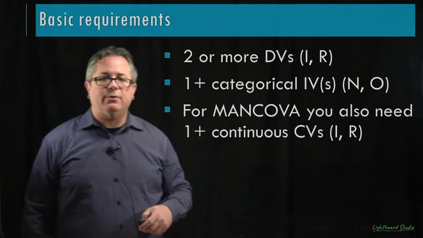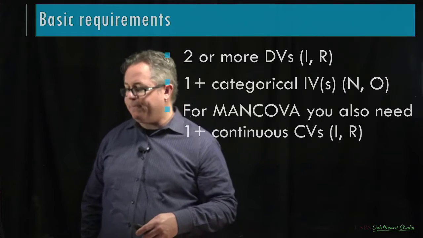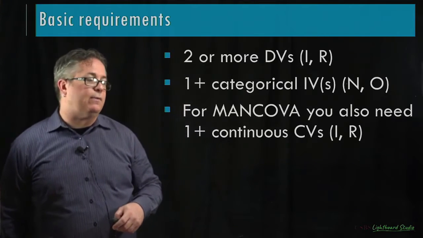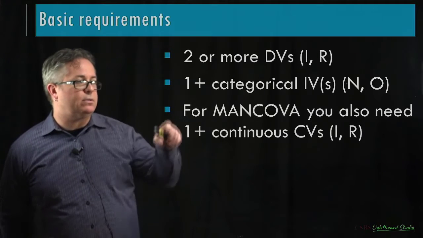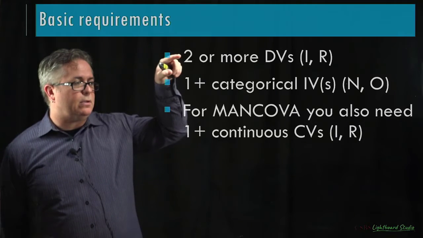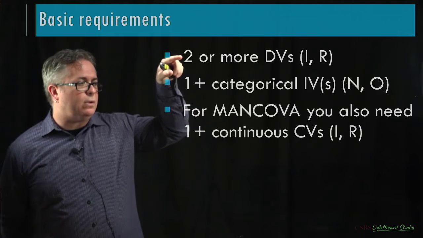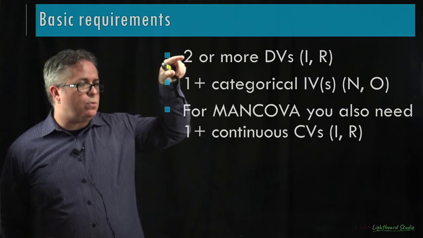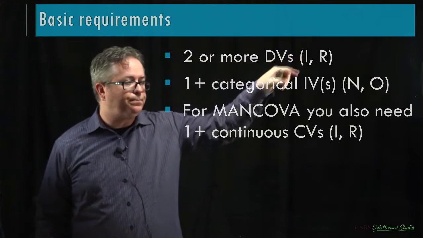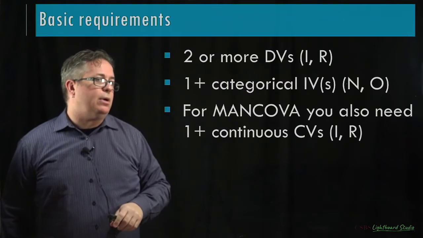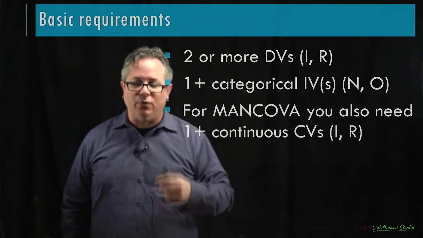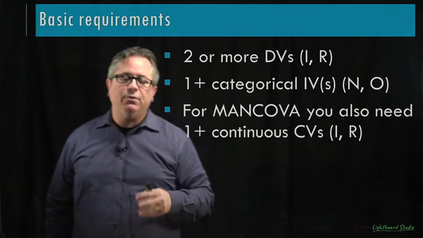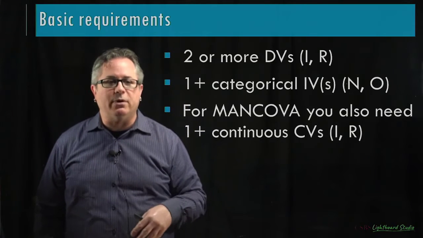The basic requirements for a MANOVA are you need to have 2 or more DVs. Right? So up here you see that with an ANOVA you had to have 1. As soon as you get to 2 or more continuous variables, interval ratio, you now have to switch over to MANOVA. It now leaves the univariate realm and goes into the multivariate realm.